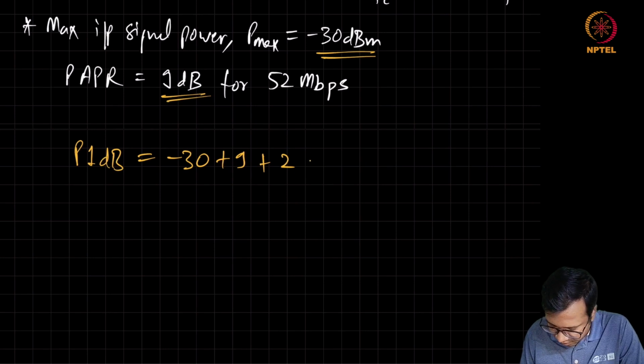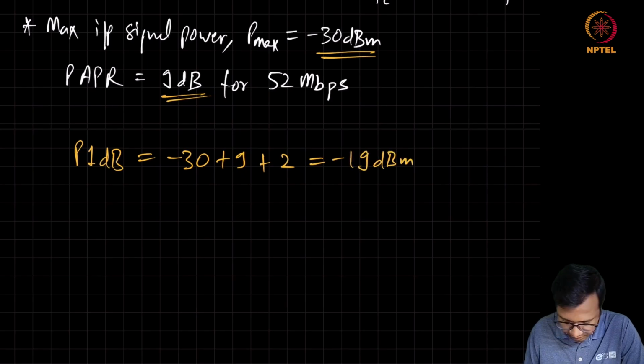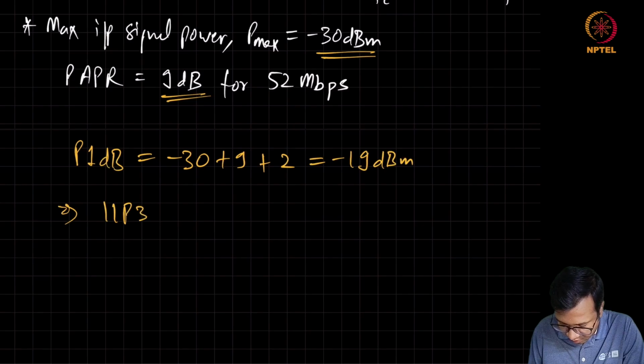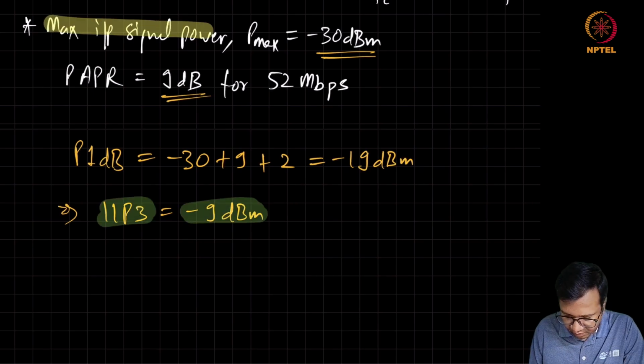So it means we need to make sure the P1 dB of the receiver is going to be equal to minus 19 dBm, which implies the IIP3 should be equal to minus 9 dBm. Now this is for this Pmax case.